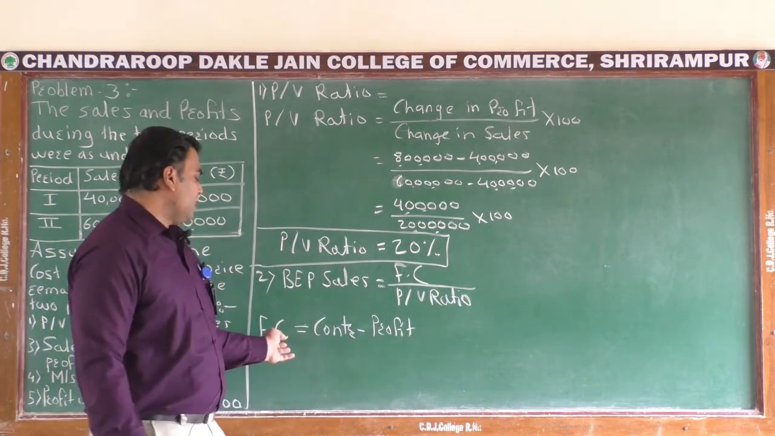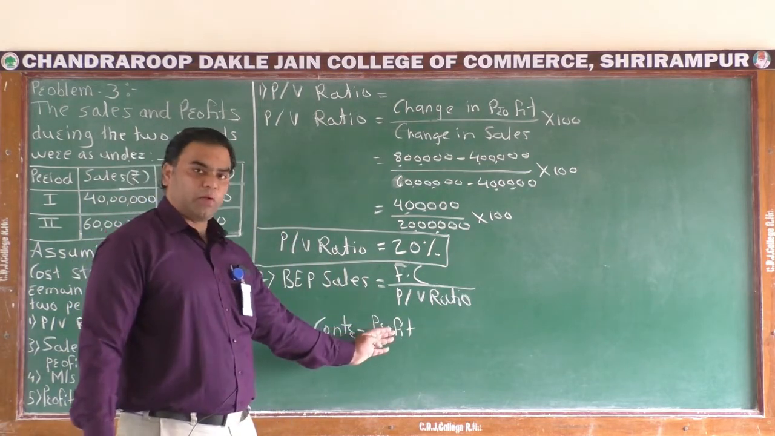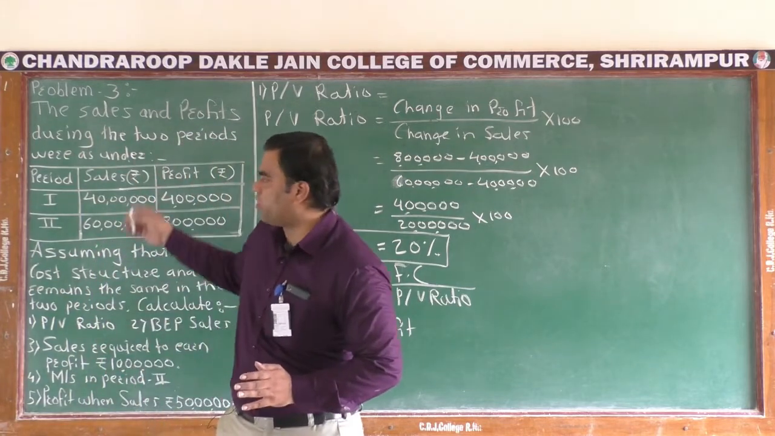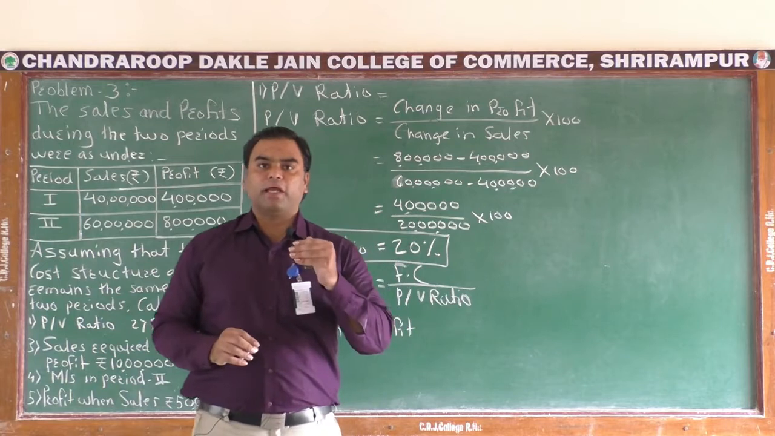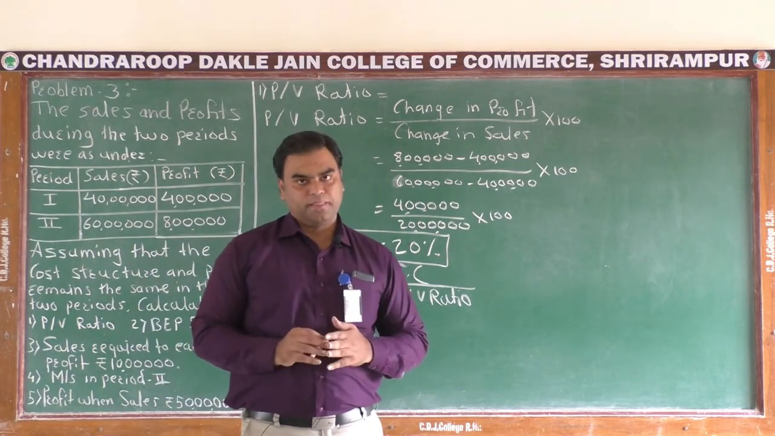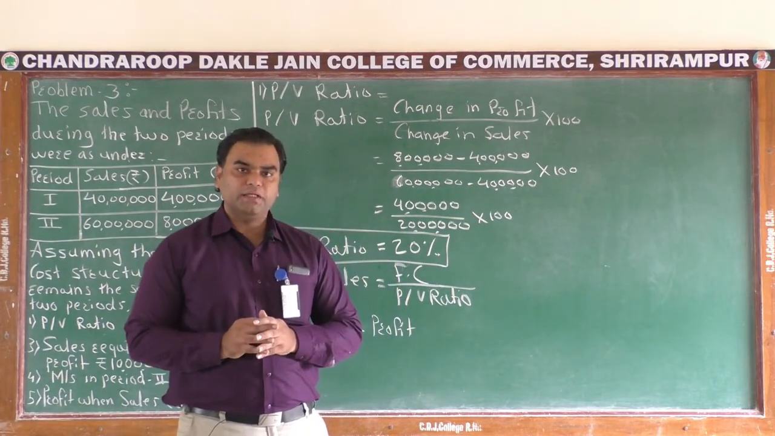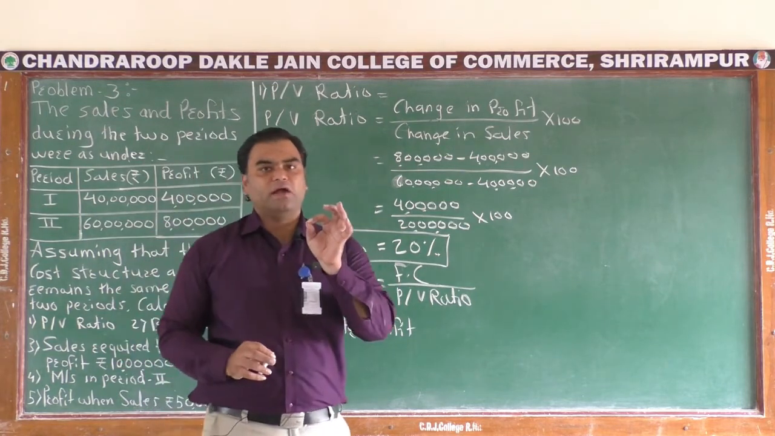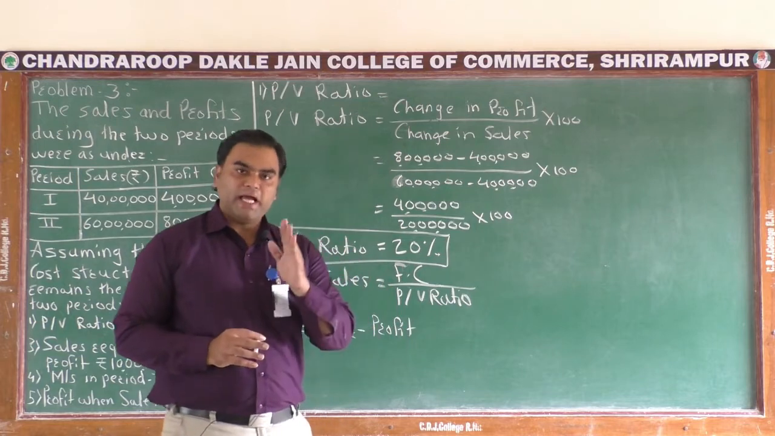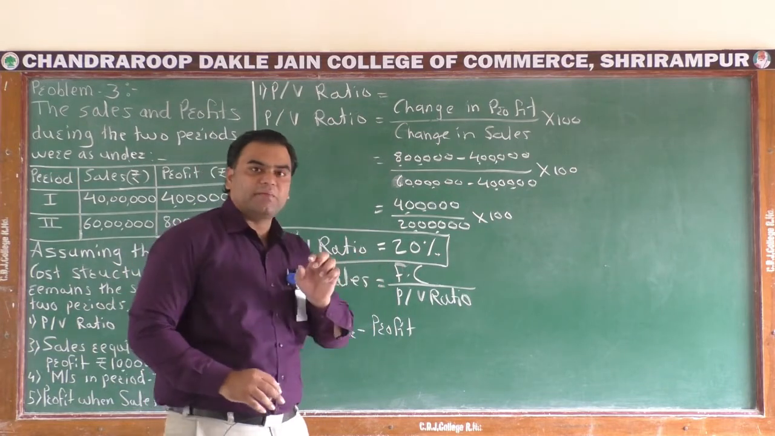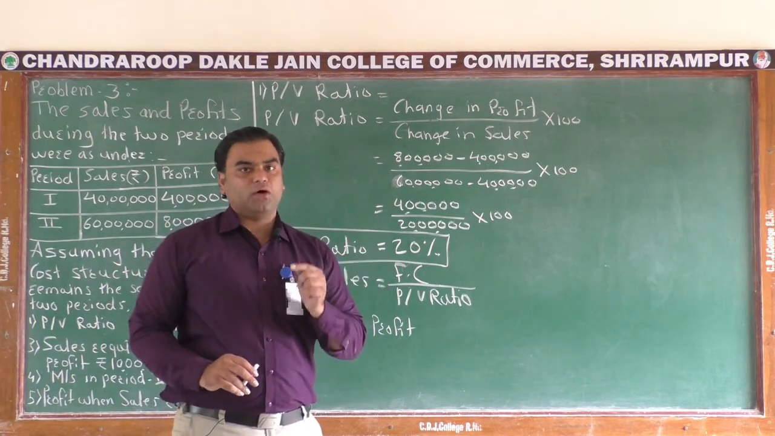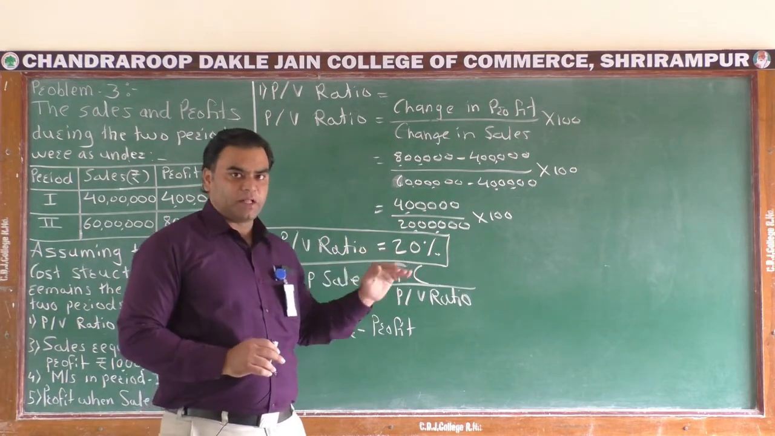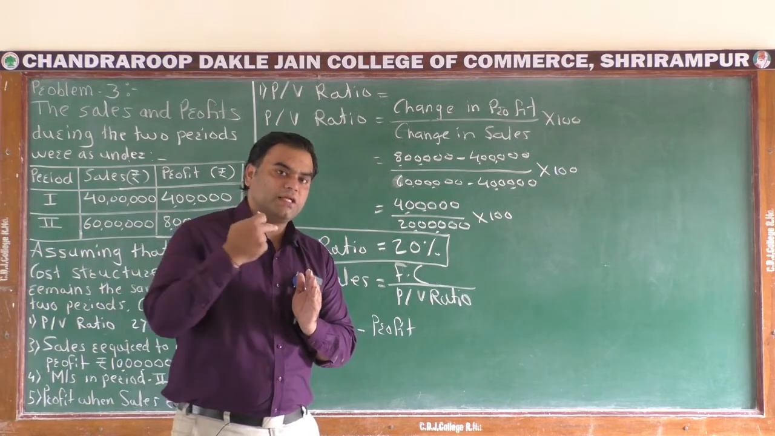So to calculate fixed cost we have to deduct the amount of profit from the amount of contribution. Contribution is also not given in the problem, so we have to calculate the contribution also. Now how to calculate the contribution? By using PV ratio we can easily find out the amount of contribution. As we know, PV ratio is nothing but the contribution ratio or contribution to sales ratio. PV ratio is 20%, means contribution ratio is 20%.